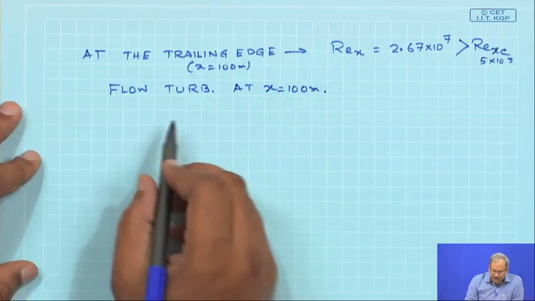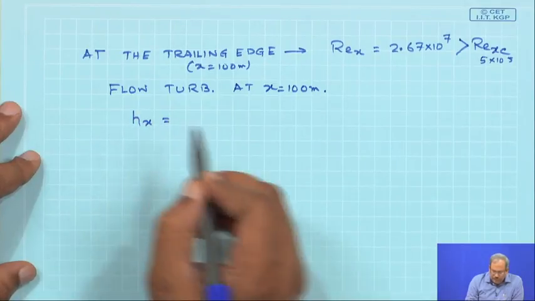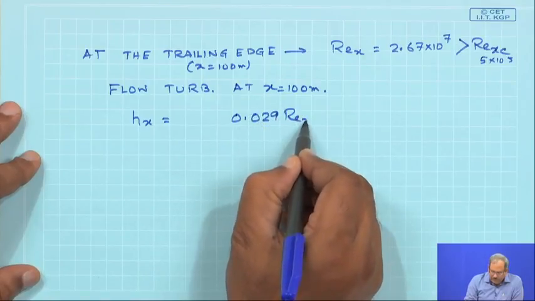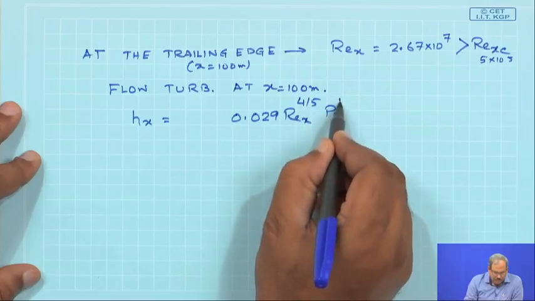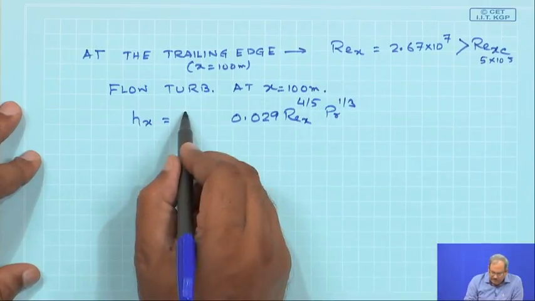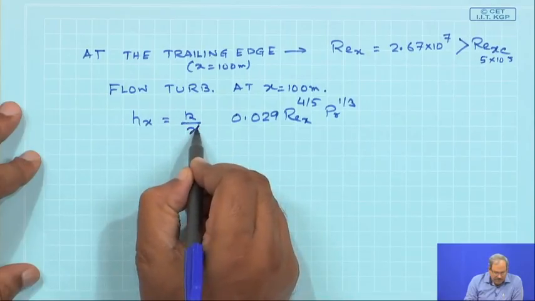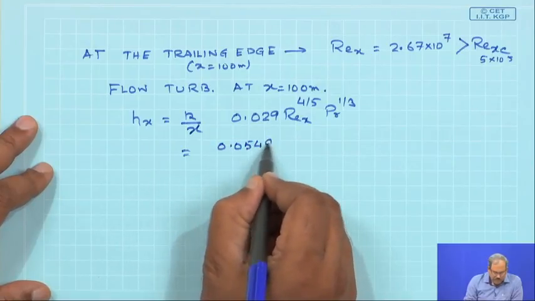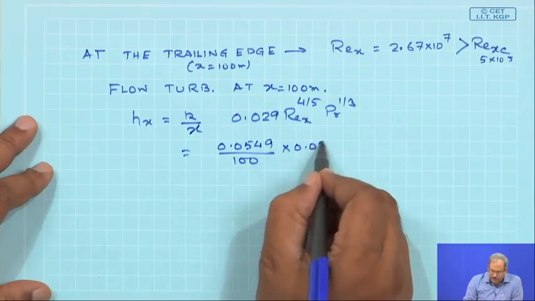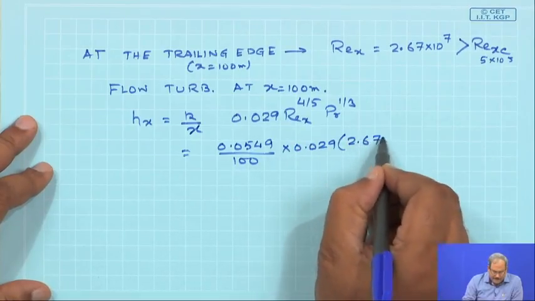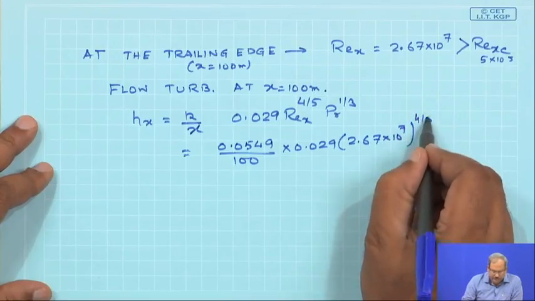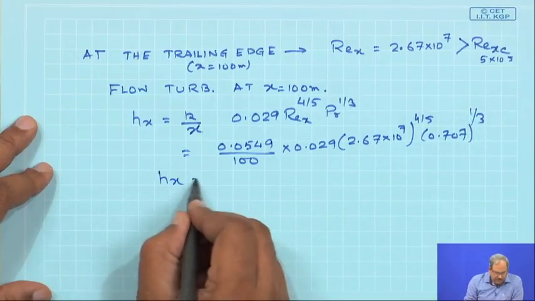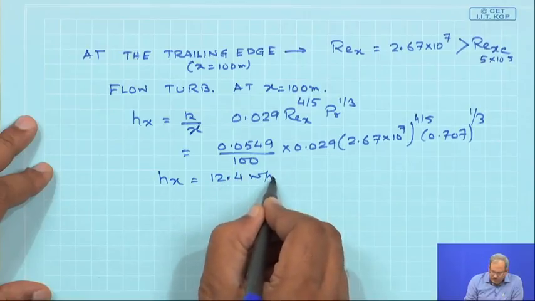Next step is simple. You simply have to choose the expression for Nusselt number which is valid for turbulent flow, Reynolds to the power 4 by 5, Prandtl to the power 1 by 3, and since it is Nusselt number, in order to obtain Hx, I am simply going to write k by x, and then put the same values over here one more time, and you will obtain the value of Hx to be 12.4 watt per meter square Kelvin.